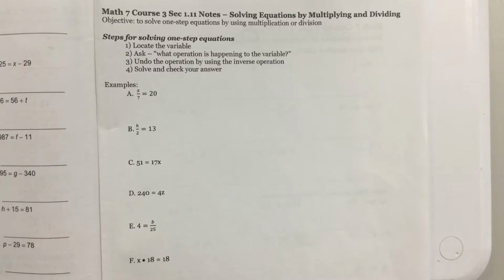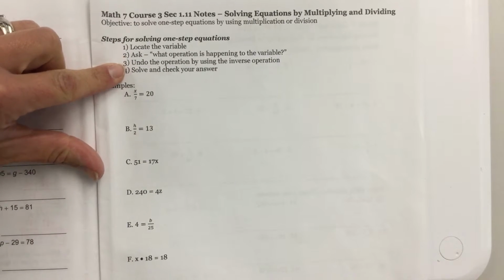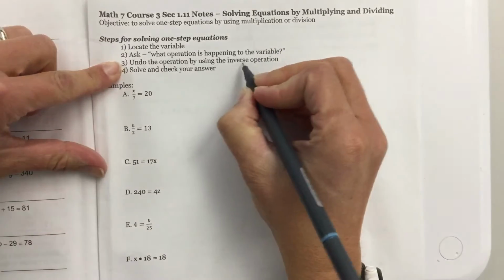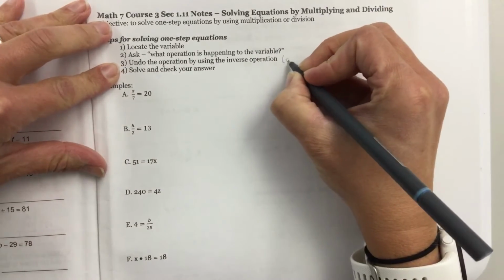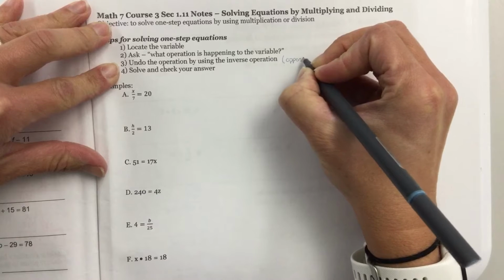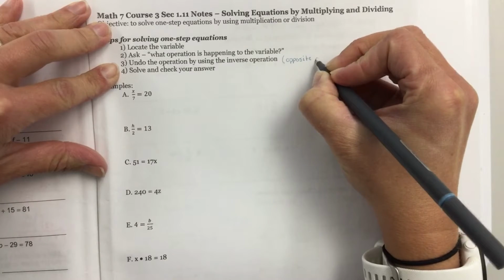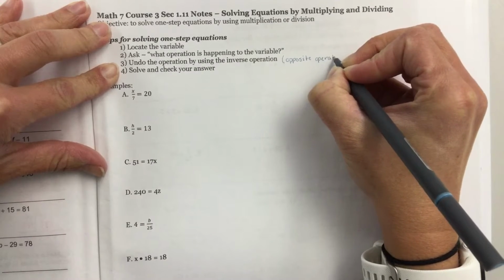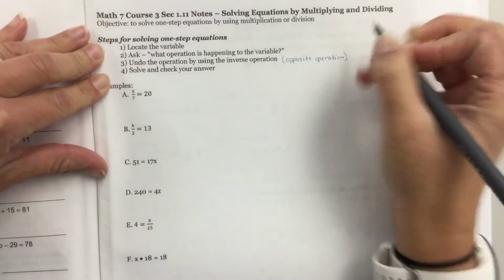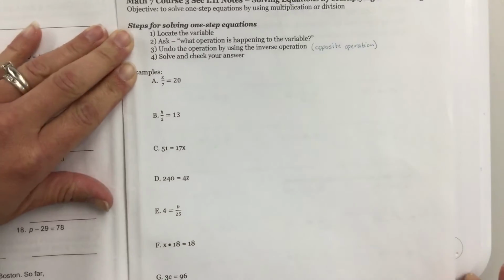So the first step is to locate the variable, ask what operation is happening to the variable. How do you undo it? The inverse operation is kind of like the opposite operation. And then solve and check your answer.